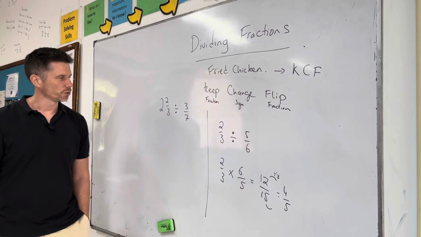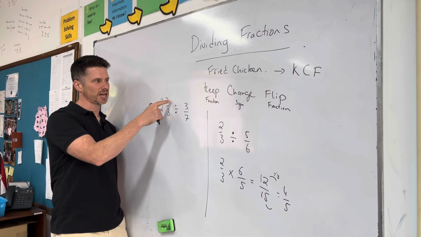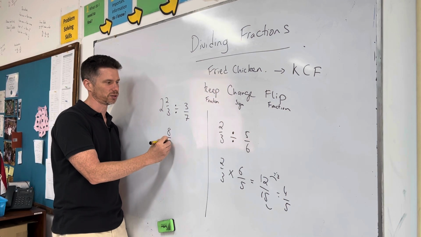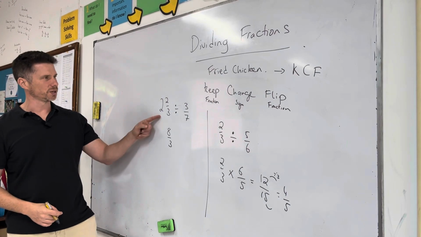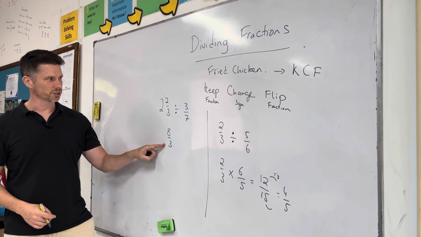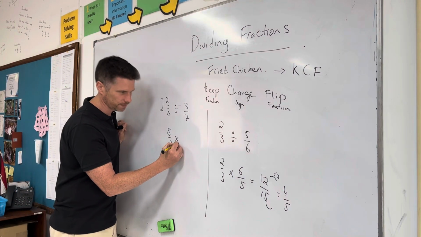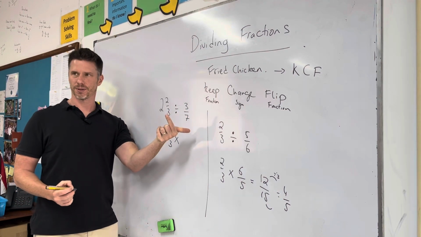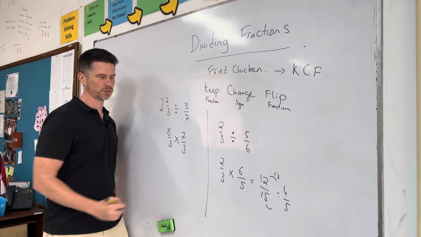Okay? So we must convert this to an improper number. 2 times 3 gets 6. Add the 2 to the top. I get 8/3. Now, as I go along, so I've changed this to an improper, but it's kept as a fraction, as usual. Change this to a multiply, and then flip this one. 7 over 3.